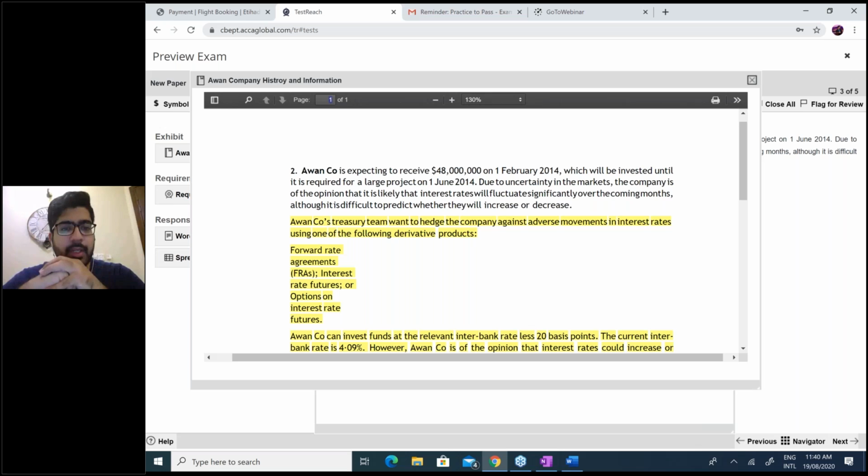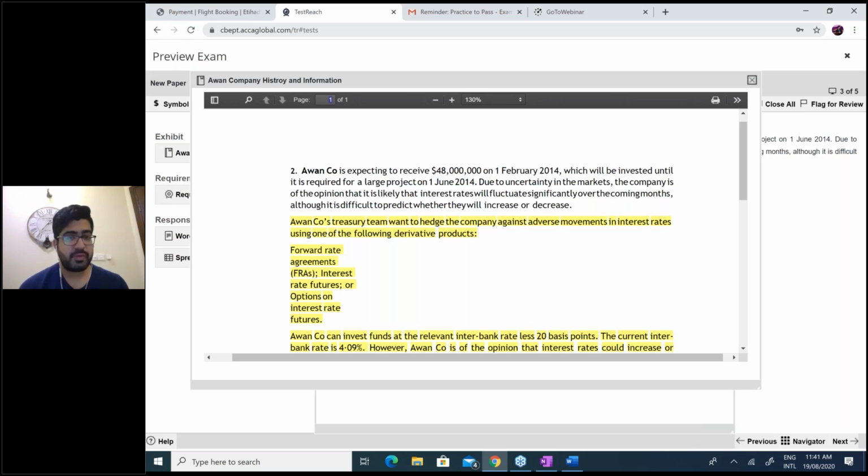The question states, Avan company is expecting to receive 48 million on 1st February 2014, which will be invested until required for a large project on 1st June 2014. Avan is expecting to receive 48 million on 1st February 14. The dates are key. I will tell you a very easy strategy to do the question.